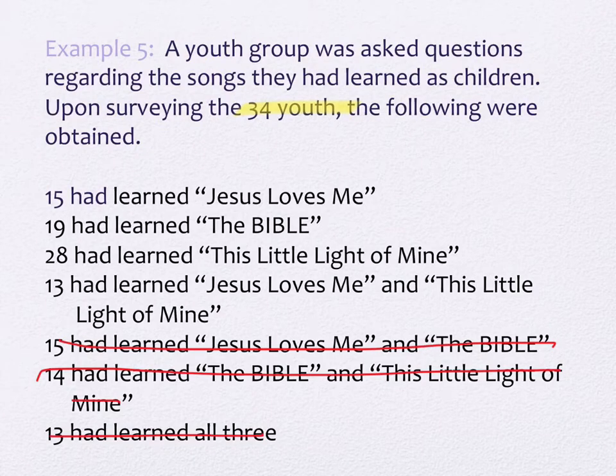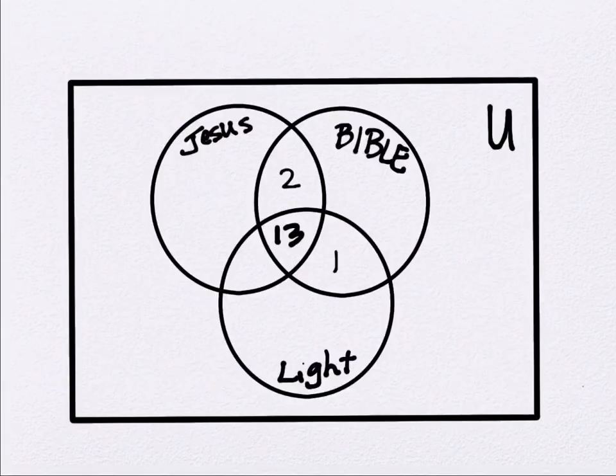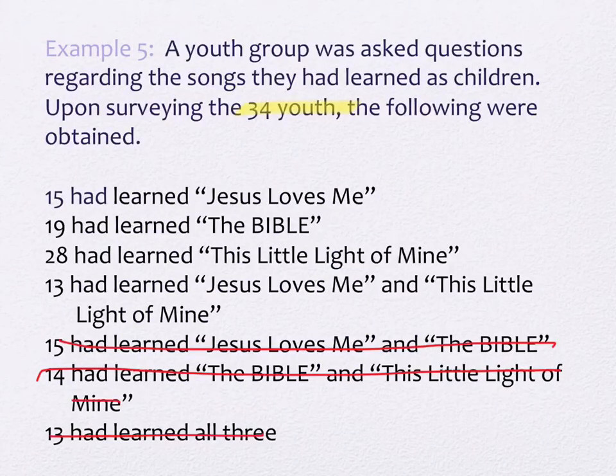Okay, the last one that has one of the and statements in it is right above it as well. 13 had learned Jesus loves me and this little light of mine. So that's this region. So what do I do now? 0. Yeah, 0. 0 is a perfectly reasonable number to be in an area. We just haven't seen it yet. Cool.